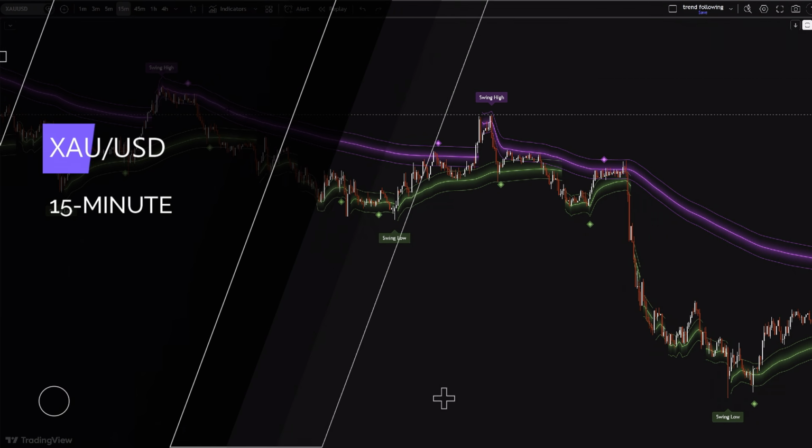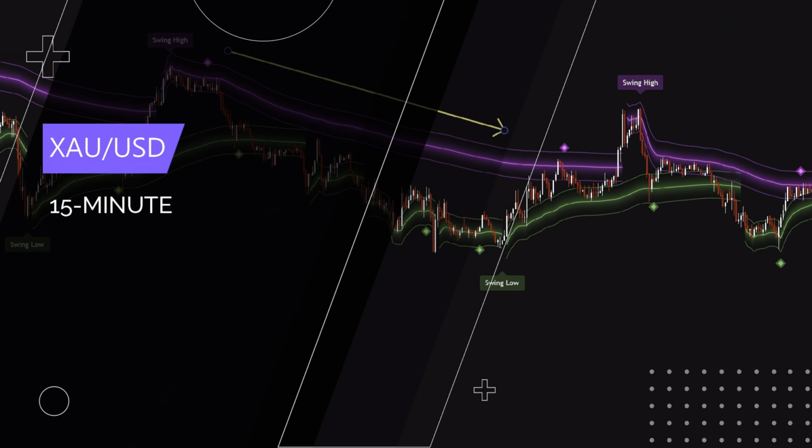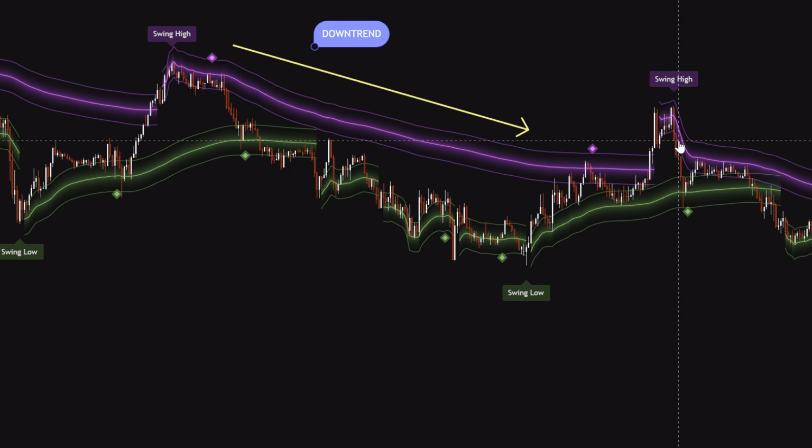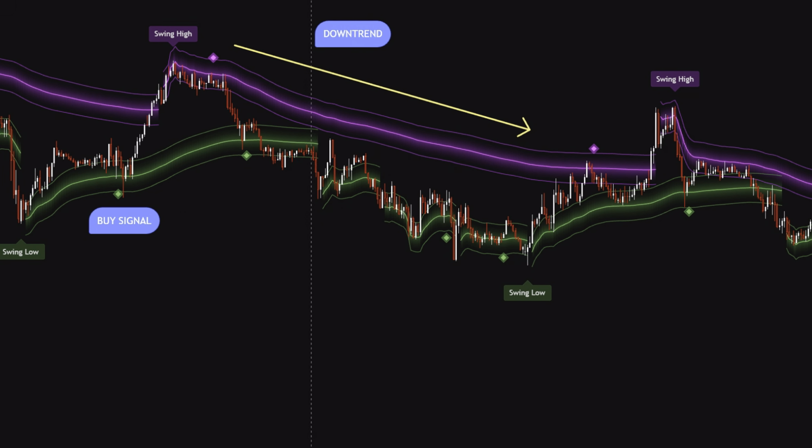Look at this chart on gold, 15-minute time frame. See those buy signals popping up right while price is sliding down? At first glance, this looks like a great reversal entry. Most traders see that little diamond, convince themselves the bottom is in, and they hit buy.